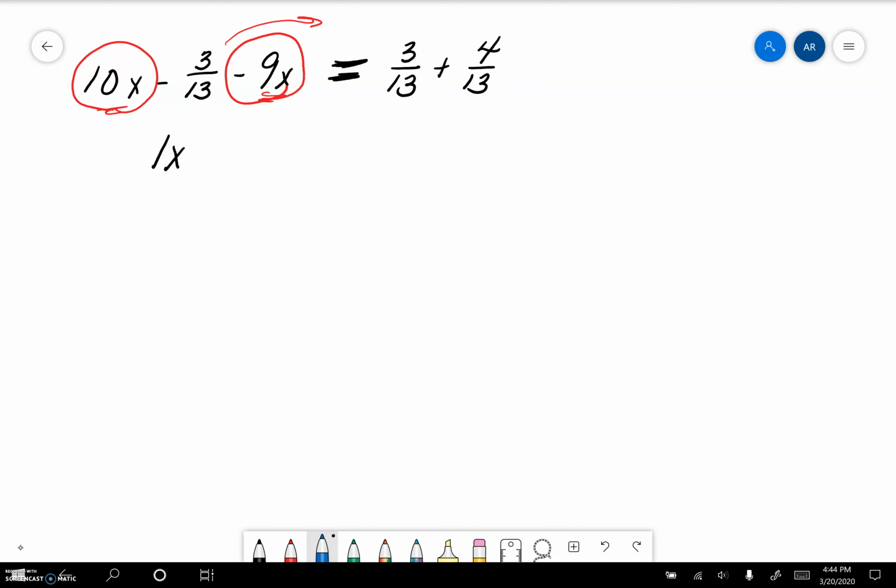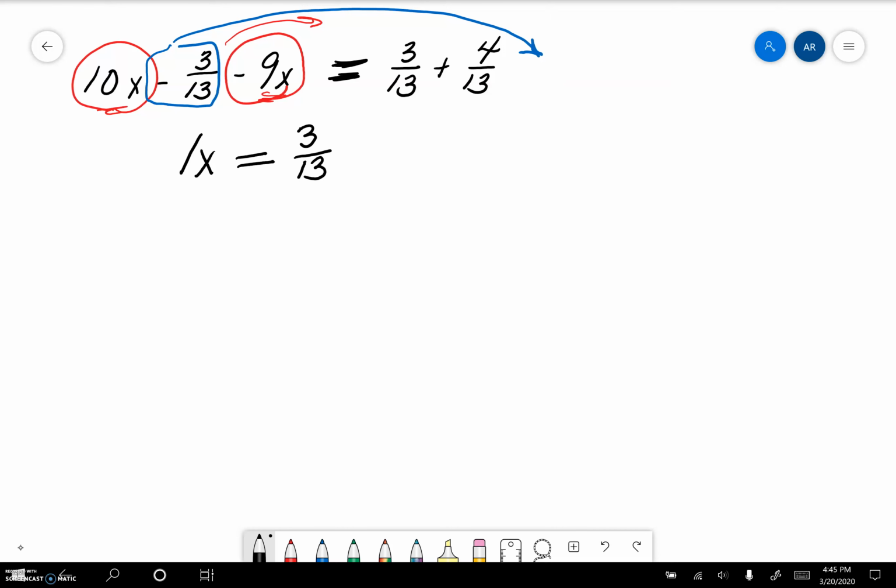Now, if you notice this number here, I'm going to move that over to this side. And if it's a negative on one side, it becomes a positive on the other. So let's go ahead and rewrite that. Let me make that a little bit cleaner. So 1x on this side, and here's the equal sign. Let me rewrite this: 3 over 13 plus 4 over 13. Now the fraction I'm moving over is going to be a positive 3 over 13 on this side.